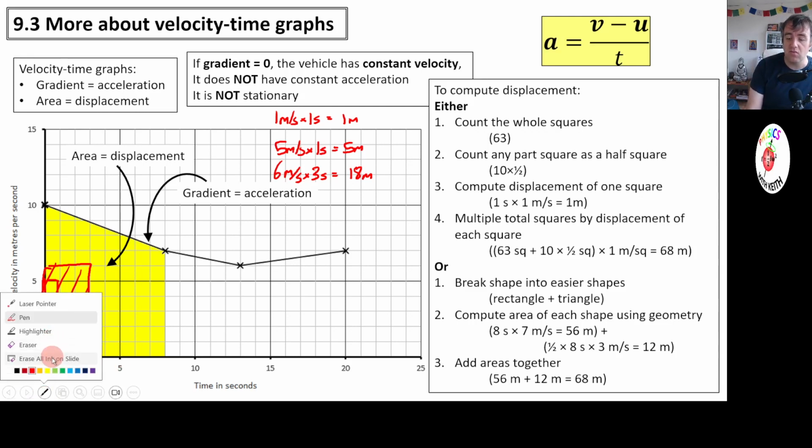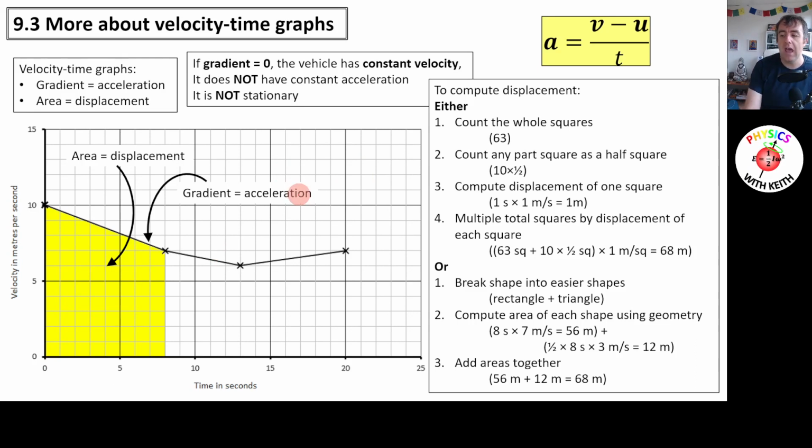Now, if you've got a nice regular shape, you can calculate the area. You can break the shape into easier shapes, rectangles and triangles. The area of a triangle is half times base times height. The area of a rectangle is just base times height. You compute the area of each shape and then add those shapes together. So with this yellow one here, we've got a rectangle, which is 8 seconds multiplied by 7 metres per second. That is this rectangle here.